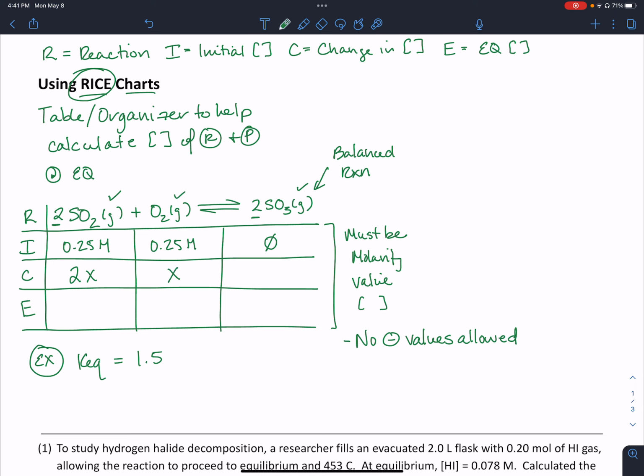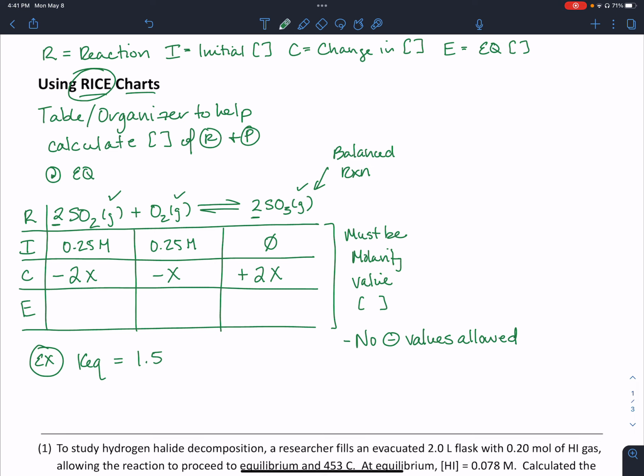We're not going to lose it. It's going to be used to produce product. Now, both of these are being used, so they are subtracted out. And on our product side, X amount is being formed, and because we have a coefficient of 2, we have 2x. So we have minus 2x for 2SO2, minus x for O2, and plus 2x for SO3.